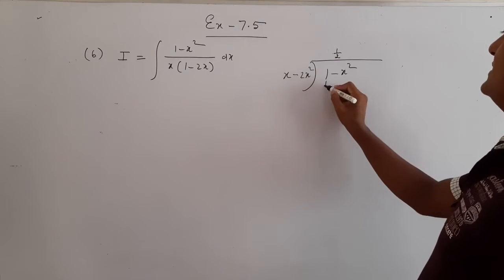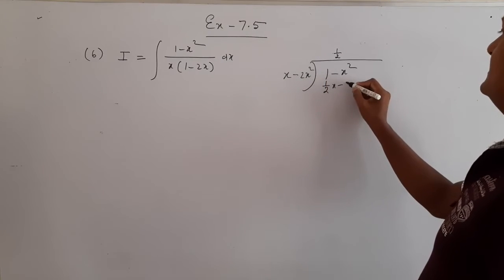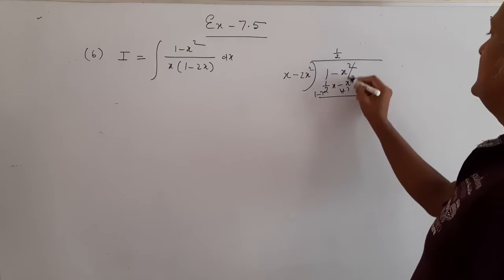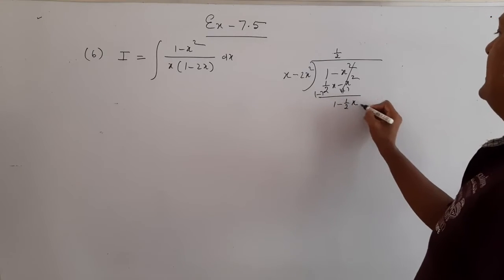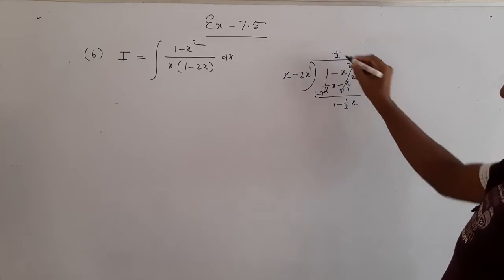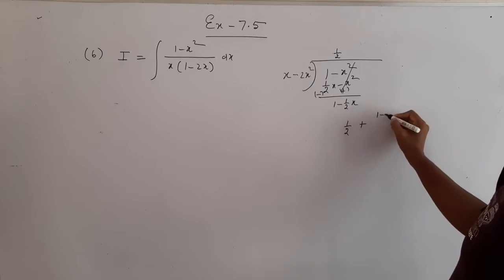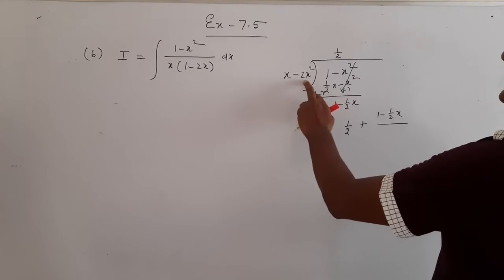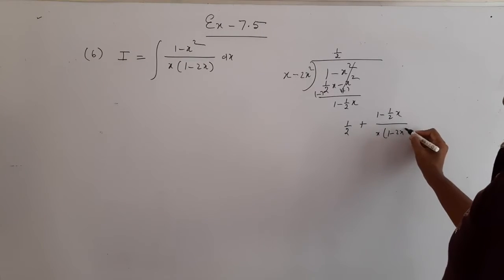So half into x is half x, minus half into 2x square is x square. Now change the sign, minus plus, these two cancel, and you have 1 minus half x. It means the whole expression can be written as half plus 1 minus half x over this one, and instead of writing this one, I would like to write it in this form. So this is x times 1 minus 2x.